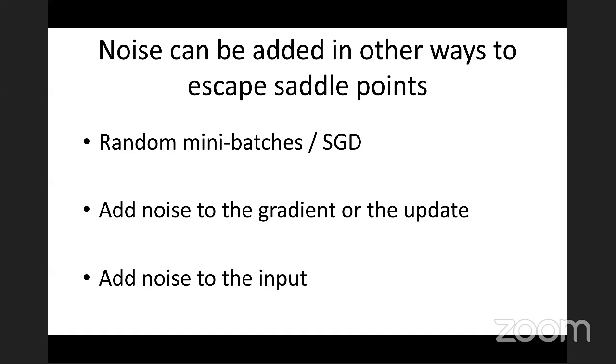Second, you can perturb the gradient itself by adding some noise to the update. And that is what momentum does in some sense. Or you can add random noise to the input itself, which is called data augmentation. That is quite a popular technique these days.